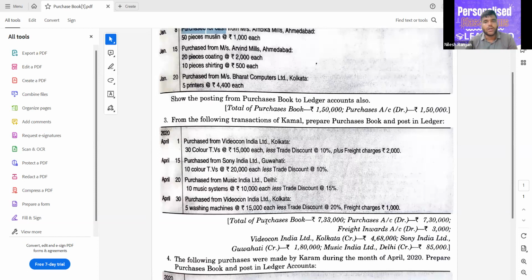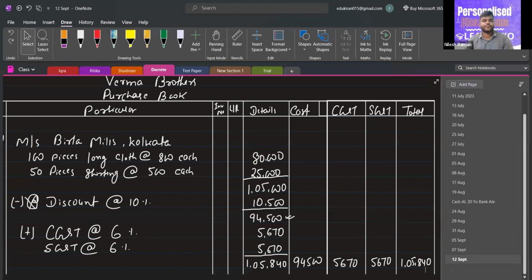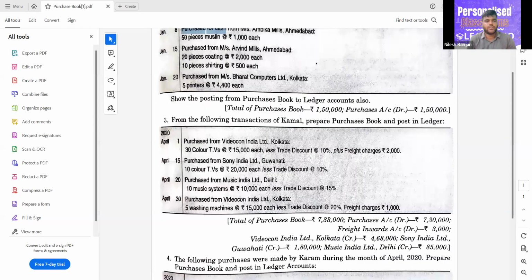Yes, and also we have to prepare separate columns for cost and freight charges, as I have done in the previous question. Okay, sir. I have prepared separate columns for cost, CGST, and SGST. You have to do cost and freight and then total. After the deduction, you have to prepare 3 columns: cost, freight, and total. Okay. So please solve this question.